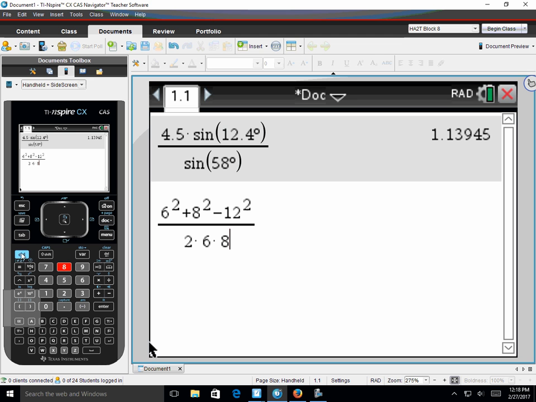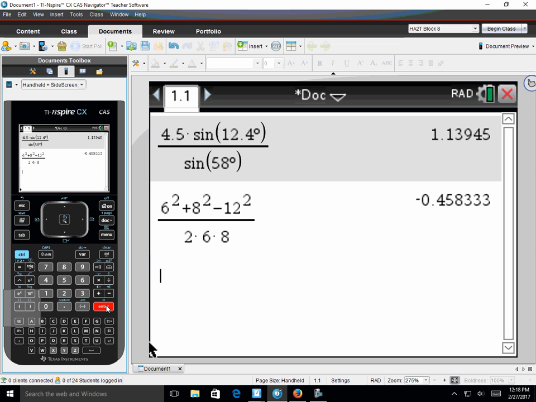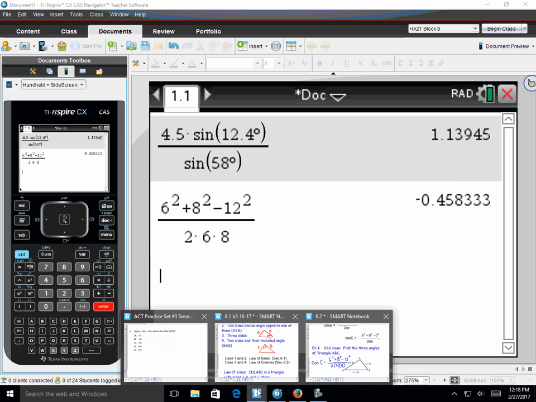And did you get negative 0.458? Decimal, negative 0.458-ish? Okay. So what does that mean? I'm going to go with negative 0.458.